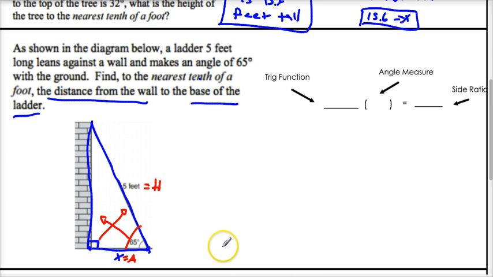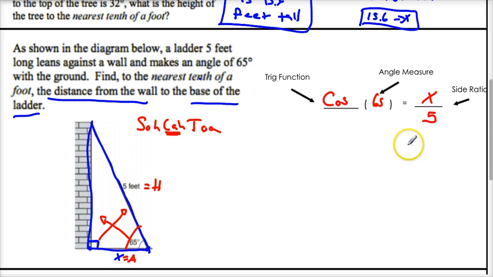Okay? And so now we write out SOHCAHTOA. And let's see, we are given the adjacent and the hypotenuse. That is our cosine function. So it's the cosine of 65 degrees is equal to adjacent over hypotenuse, x over 5. All right, let's just do the math. We're getting better at this. The cosine of 65 over 1 is equal to x over 5. 5 times the cosine of 65 is equal to x.